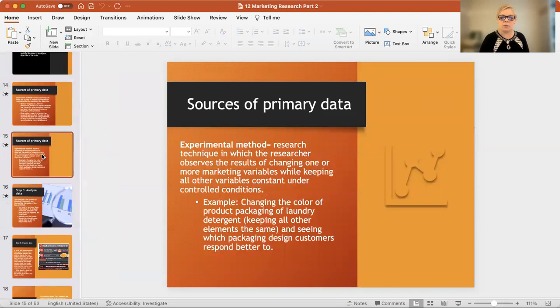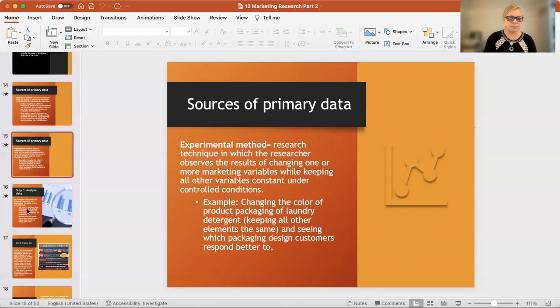There are also experimental methods. This is where the researcher looks at the results of changing one or more marketing variables while keeping everything else under control. These are often A/B tests, that's what we would call them as market researchers. For example, changing the color of a product or the packaging of a laundry detergent while keeping everything else the same. Did it encourage more people to buy? There is obviously a lot of psychology in color, so this is an interesting type of study that somebody might want to pursue.